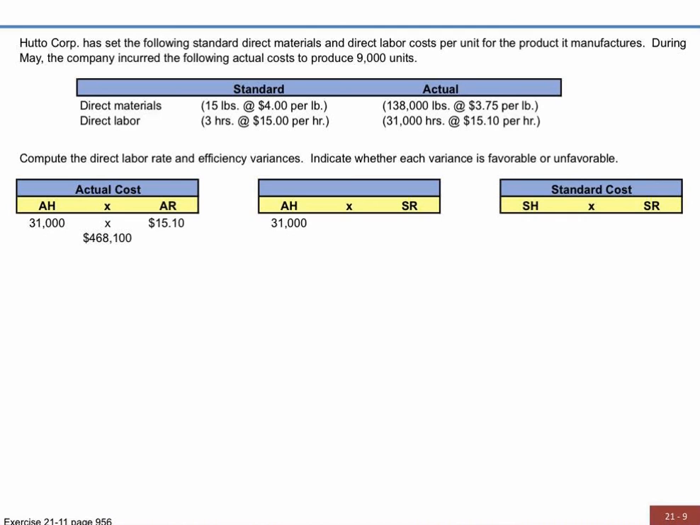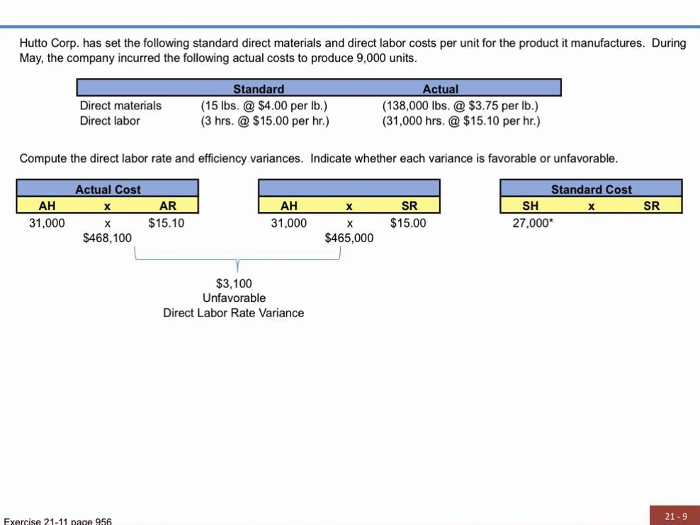We're going to copy that 31,000 over directly, and then we're going to have a standard rate of $15 per hour that's in that first column. So that would give us 465,000. And because we spent more money solely based on the rates, we're going to consider that $3,100 difference as an unfavorable variance.